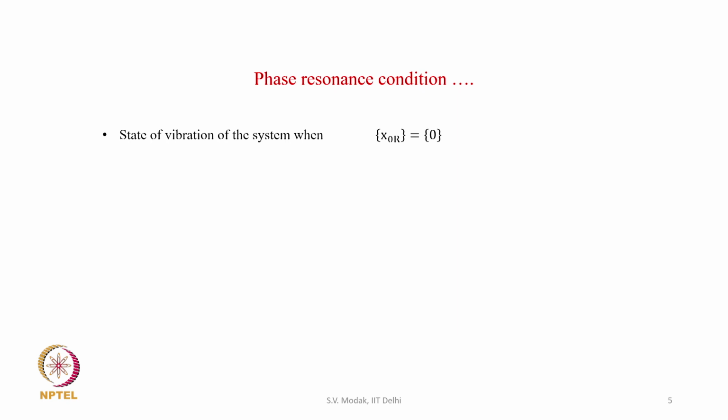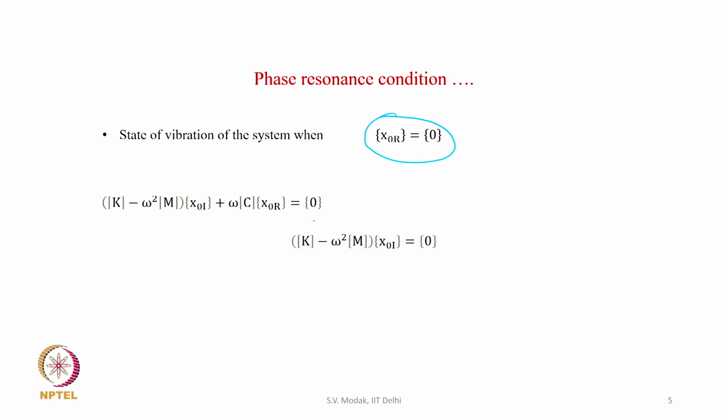So, let us now try to study the state of vibration of the system when the real part of the response is 0, right. So, you can see here we are saying that the real part of the response is 0, and let us try to study what the state of vibration of the system is if the real part of the response has to be 0. So, let us now look at the second equation we got on the previous slide. This is the equation we had, and now let us substitute x naught r equal to 0 in this equation. So, that gives us this equation.